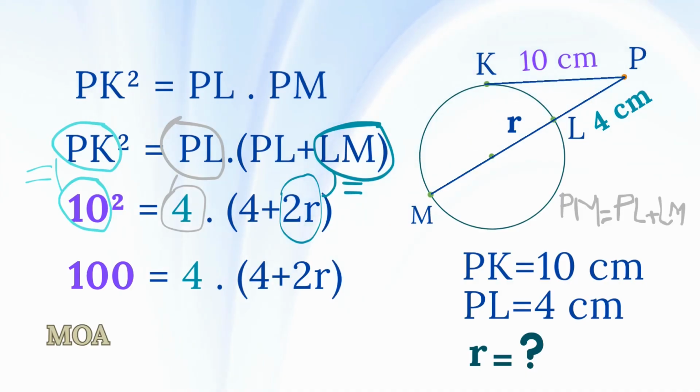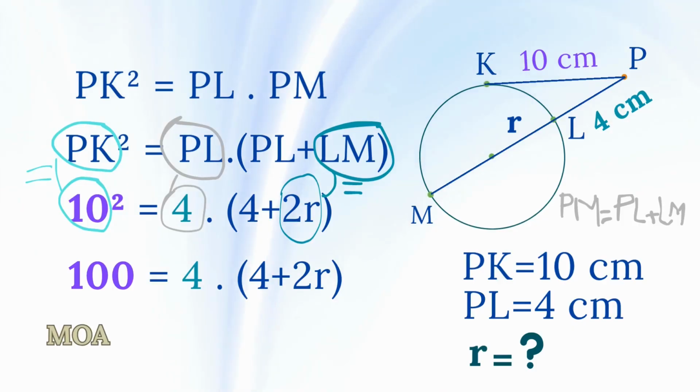Now, look at the secant. The secant starts at point P, enters the circle at point L, and exits at point M. The distance from P to L is given as 4 centimeters. So, the external part of the secant is 4 centimeters. But we need the full length of the secant, from P to M.